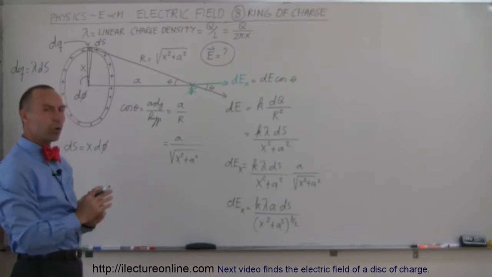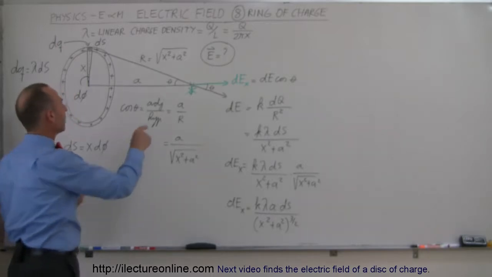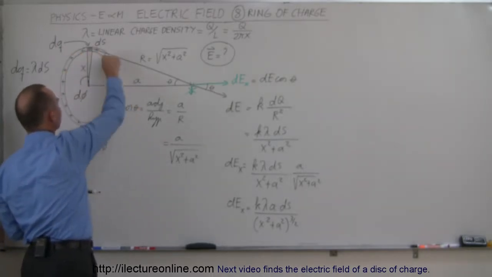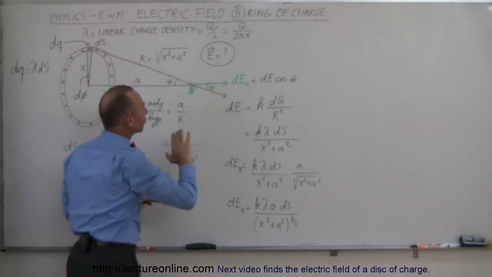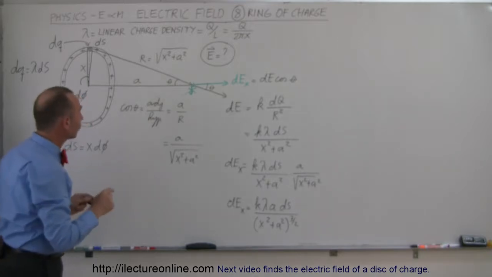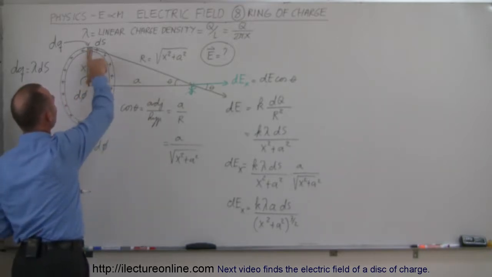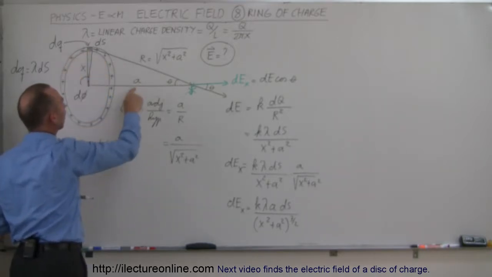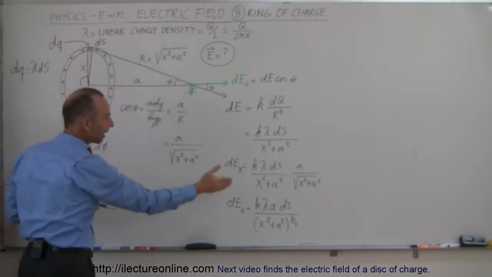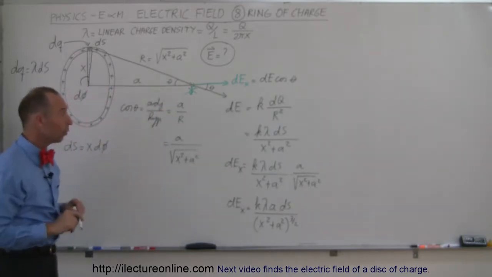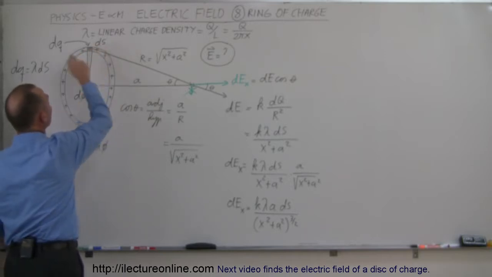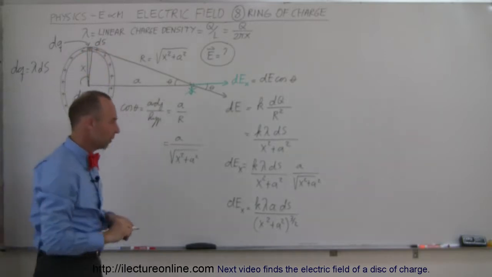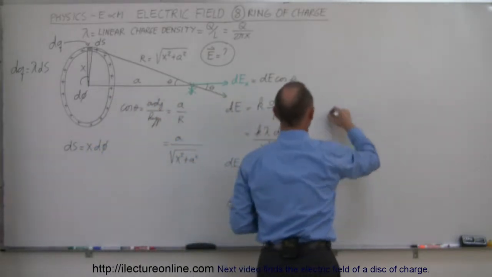Now, if I want to find the total electric field, I need to sum all of those line segments together. But notice that for each little line segment, the magnitude of dEx will remain constant. And also notice that x will remain constant because that's the radius of the circle, and a will remain constant. So in this case, a and x are both constants. The only thing that varies is the angle phi or the line segment ds. So we'll get to that in just a moment. Now what we want to do is sum them all up.